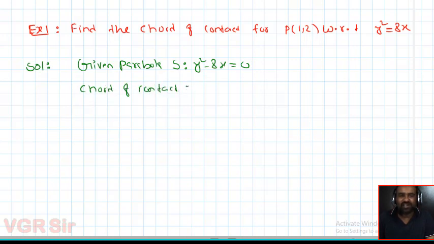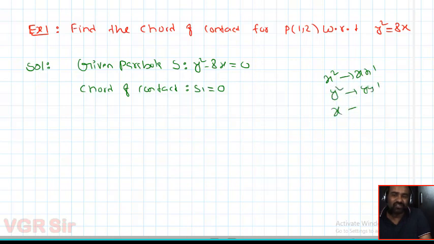What is the chord of contact? S1 equal to 0. I already explained how to write S1 from S. Instead of x square you write xx1. Instead of y square you write yy1. Instead of x you write (x plus x1) by 2. Instead of y you write (y plus y1) by 2. There is no change in the constant.